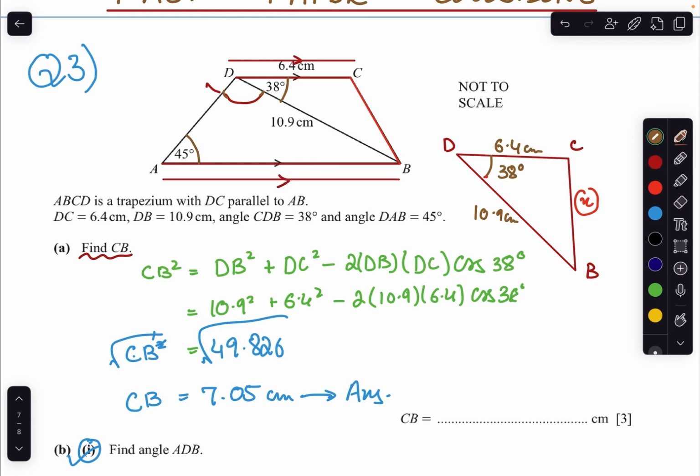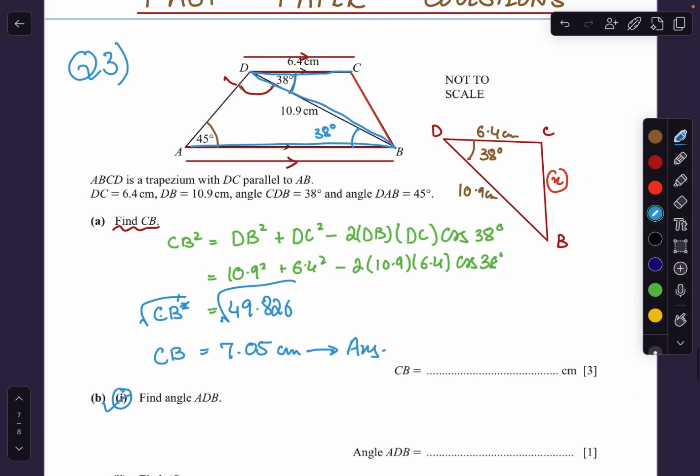There is an important rule for parallel lines. When two lines are parallel and one line crosses in between, you can make a Z angle, the alternate angle property. It means if this is 38 degrees, this angle downward is also 38 degrees. And we are getting the angle ADB, the above angle.